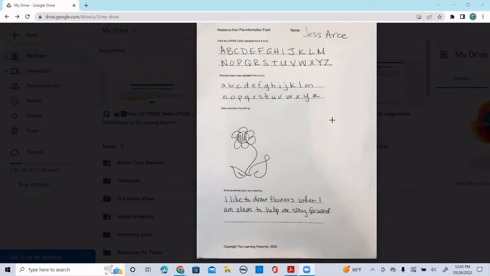But if we want to take it up a notch, we'll say, let's look at the conventional version of these letters. And you can even, if you look at the top of the line where it says accessathon pre-information form, you see how all the uppercase letters are exactly the same size. And you see how the lowercase letters, the ones that are half size, are all the same height. There's no variation. So let's have a look at Jess's letters.